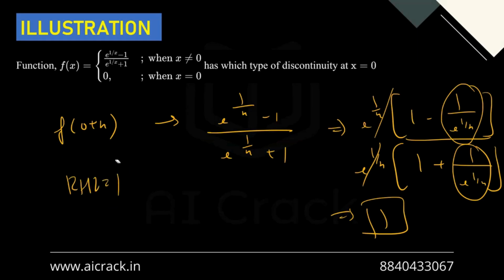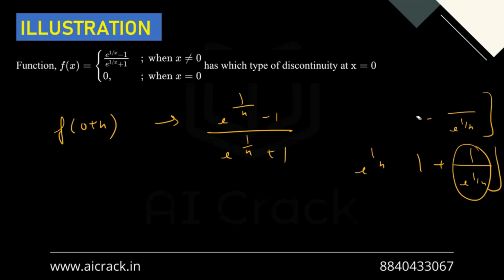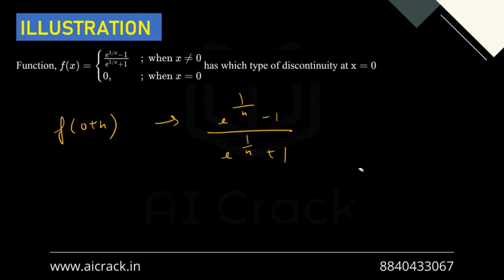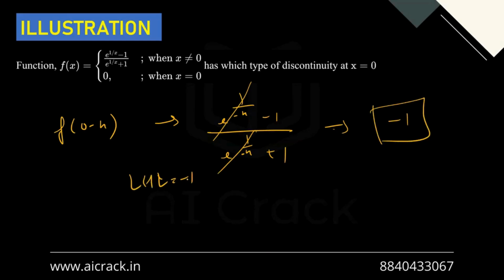Now if we talk about LHL, for that we'll be doing f of 0 minus h. That would give us this function. Now this is going to negative infinity because h is a positive number, so minus h is negative, and 1 upon a very small negative number would lead to minus infinity. E raised to the power minus infinity would lead to 0. Similarly, this would be 0, right? Close to 0. So this would become minus 1. This becomes insignificant. This becomes insignificant. So the answer would be minus 1 upon plus 1. So the left hand limit comes out to be minus 1.